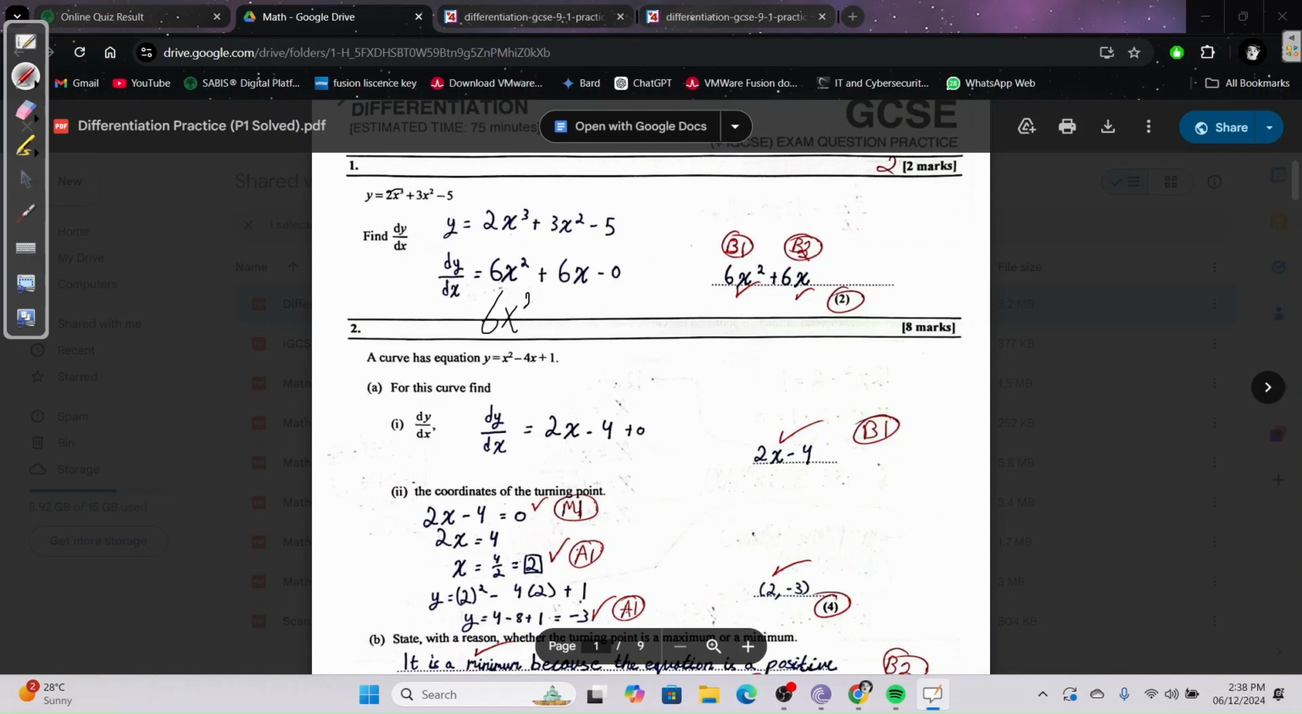6x squared. Now, 3 times 2 again, 6. So plus 6. Then 2 minus 1 is 1, so it's going to be 6x. Now the constant, again 0, so minus 0. You don't write it down. So 6x squared plus 6x is your final answer. Okay.